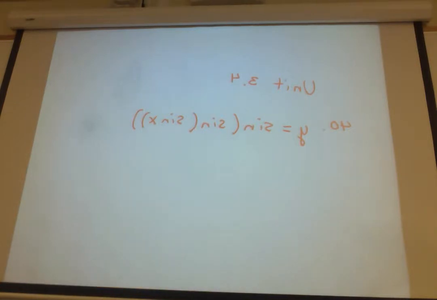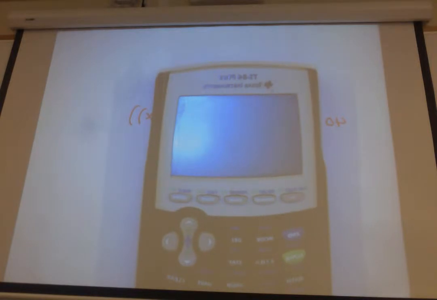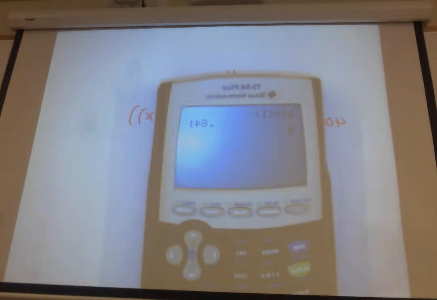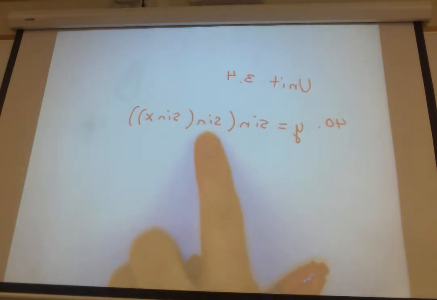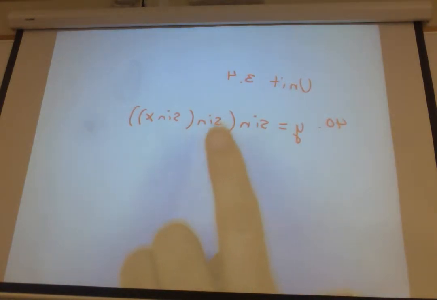Now I'd have to actually pull out my calculator, because 1 is not on our unit circle. You guys don't have to do this right now, I'm just showing you what I'd have to do. So then I would have sine at 1, which looks to be 0.841. So then this is now 0.841, and then I would do sine at 0.841. And then I'd finally have my answer, all right?